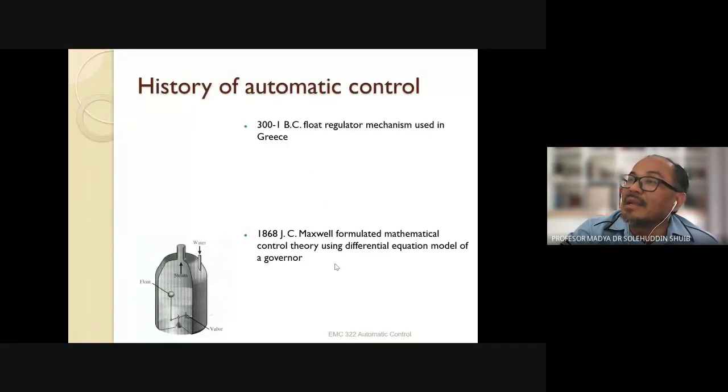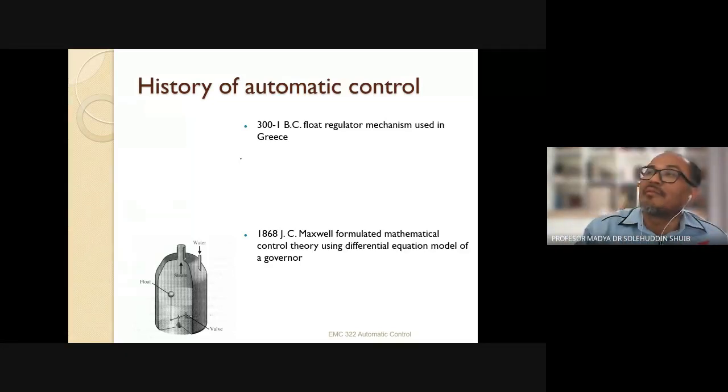A bit on the history of automatic control. It has been there for quite some time, a long time ago, before Christ. In 300 BC, we had a flow regulator mechanism used in Greece.